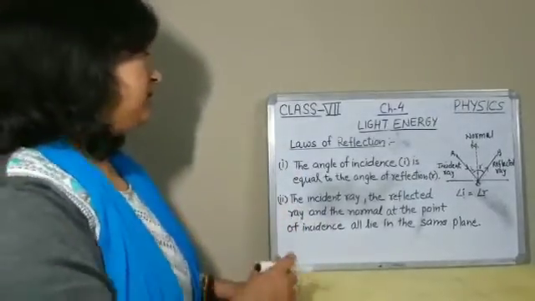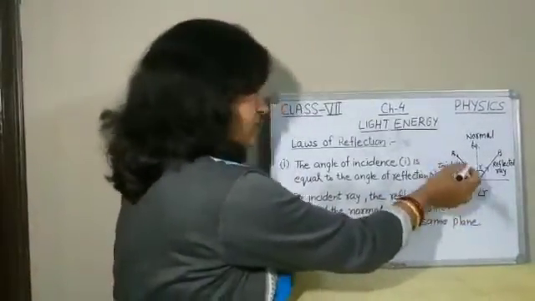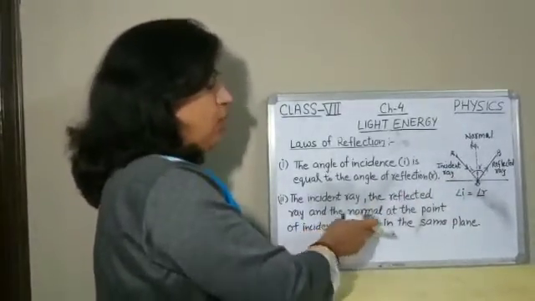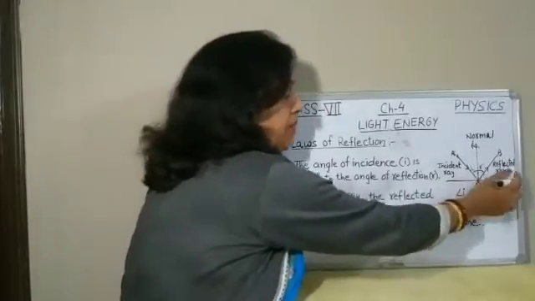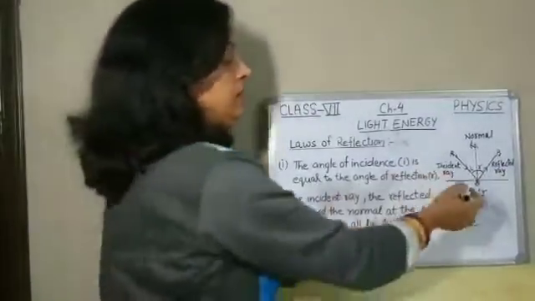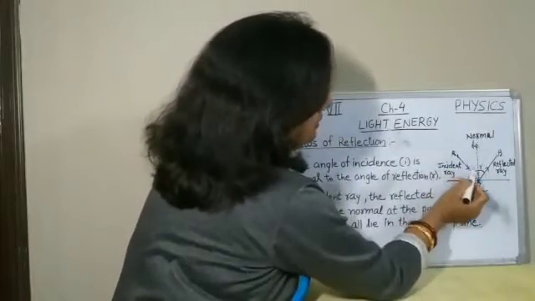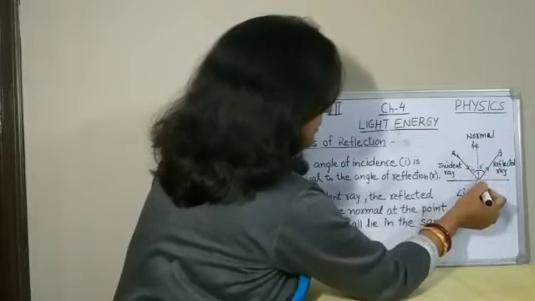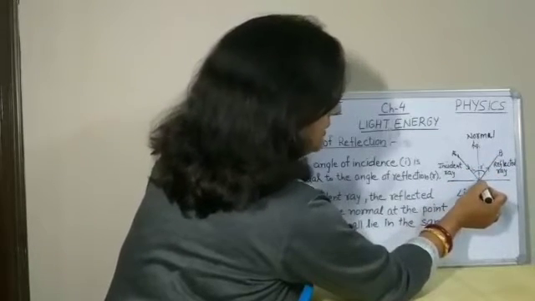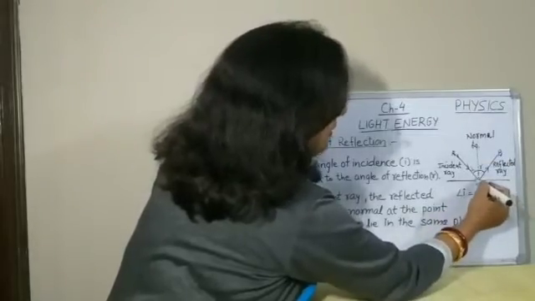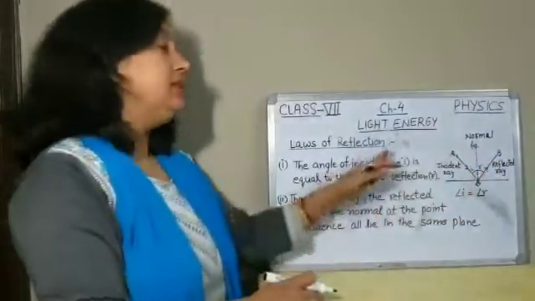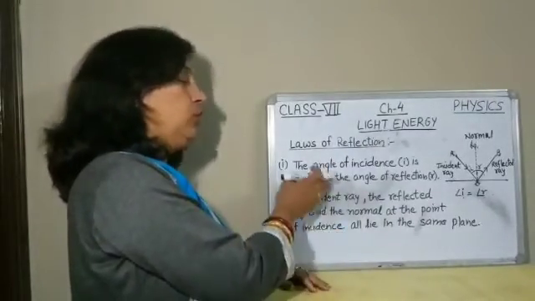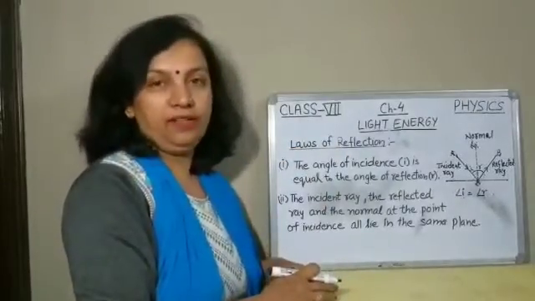Now, second one is the incident ray, the reflected ray and the normal at the point of incidence all lie in the same plane. Just see this. This is the incident ray, this is the reflected ray and this is the normal at the point of incidence. These all three lie in the same plane. This is the second law of reflection. So these two rules are called laws of reflection.